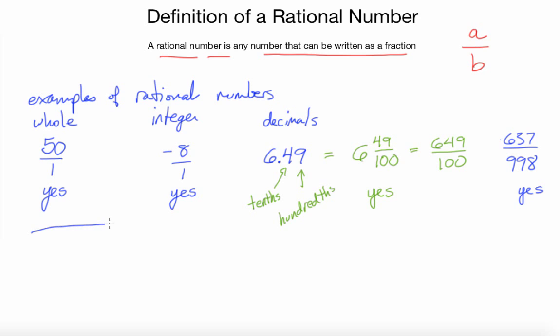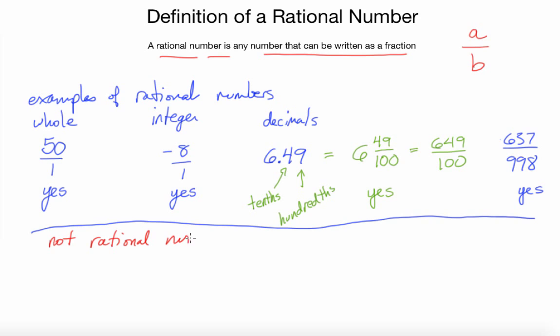But let's look at some examples. There are some really famous numbers that are not rational numbers. And I want to point some of those out because it's always good to contrast. So here's ones that are not rational numbers. The square root of 2. In fact, there's lots of square roots of numbers that are not rational numbers.